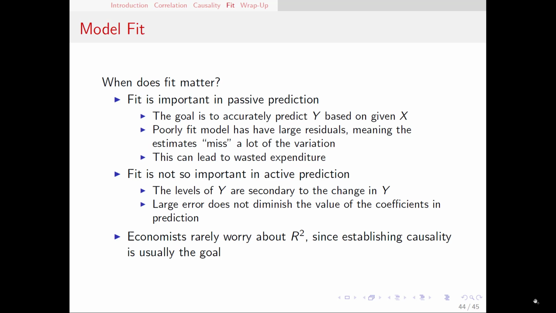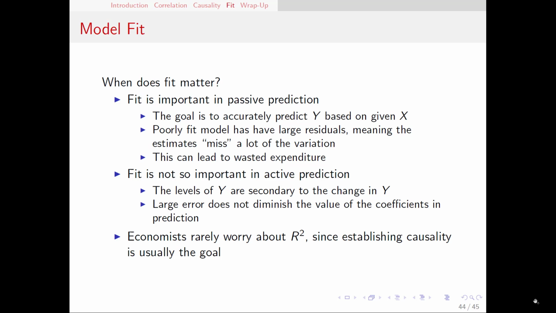If the model is poorly fit, then that means we're missing a lot of the variation and we're not doing a very good job predicting what y is. Going back to our political campaign example, if you are not very sure who somebody's going to vote for, then you might be getting it wrong a lot of times if you're trying to encourage them to get out and vote. They might go and vote for the other candidate.